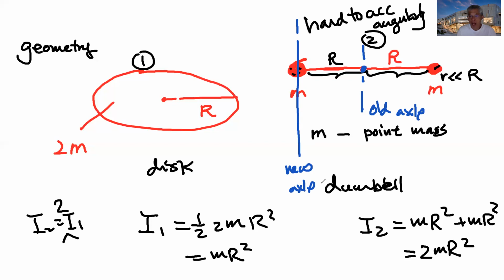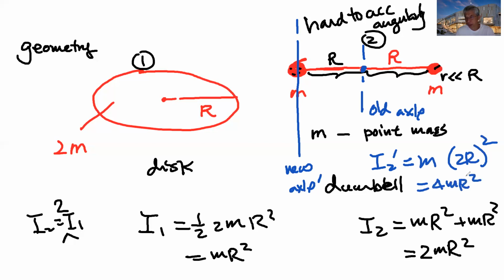Then this I will be I2 prime, right? This is a new I2 called I2 prime, right? It is equal to M, still the M, right? And the R now is 2R, so you have 2R squared. So now you have 4MR squared. So this one here, the I2 prime, will be 2 times I2, right? So it's much harder to rotate when you have this, okay?